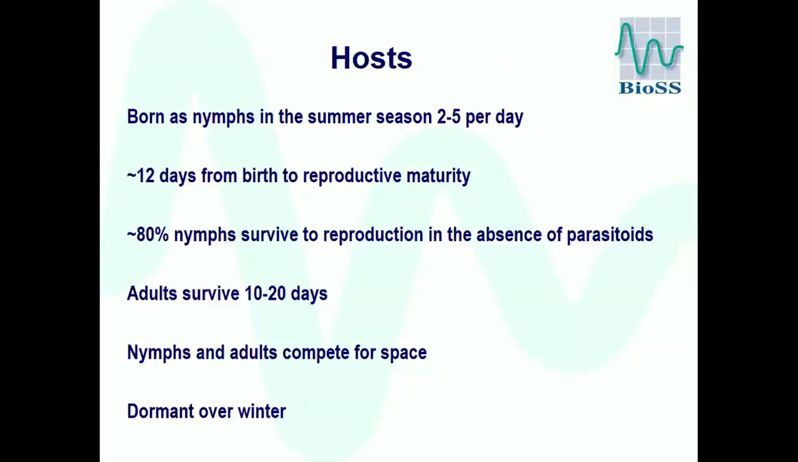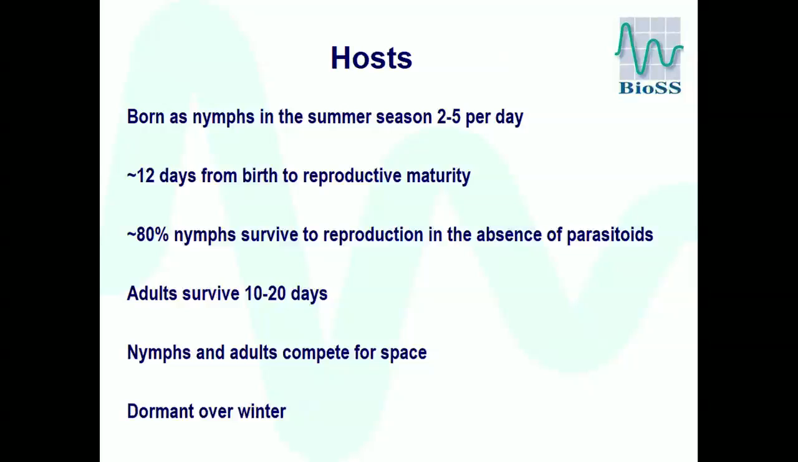In general, unlike many insects, particularly the pea aphids, which are interesting, they're born as nymphs in the summer season. 2 to 5 in a day. But, you know, we understand what they do quite well. They're not like many of these insects which lay eggs and will produce thousands of eggs with a very high mortality rate. They actually produce live nymphs. Approximately 12 days from birth as a nymph to reproductive maturity, and about 80% of nymphs will survive to that point in the absence of parasitoids.